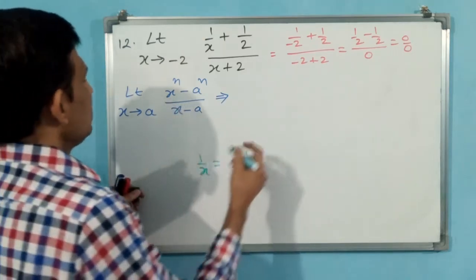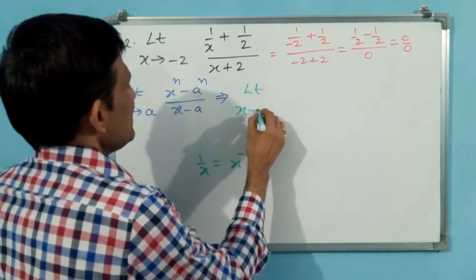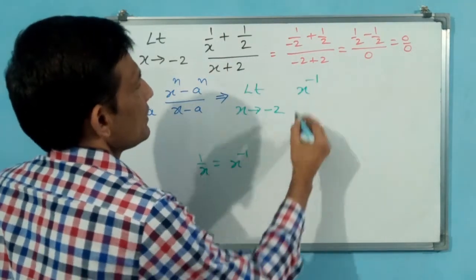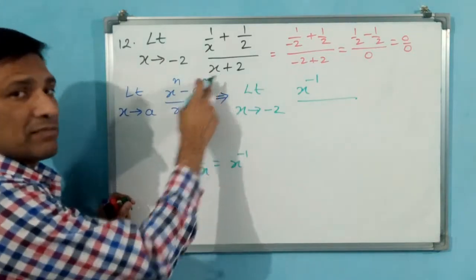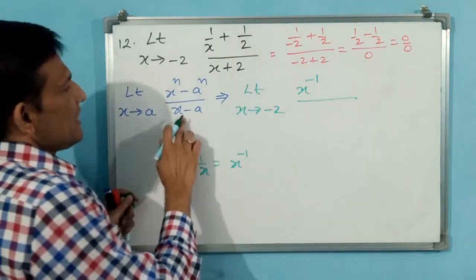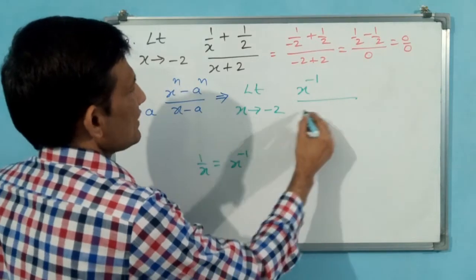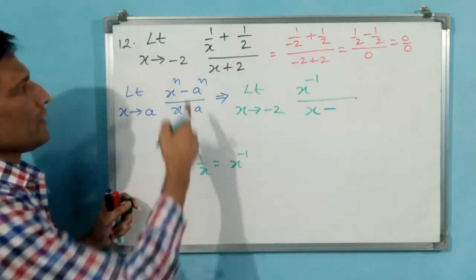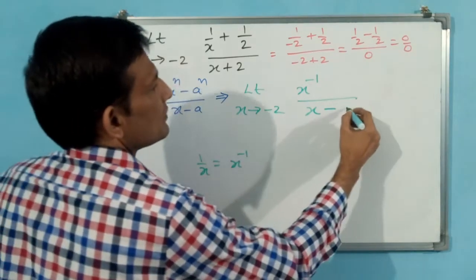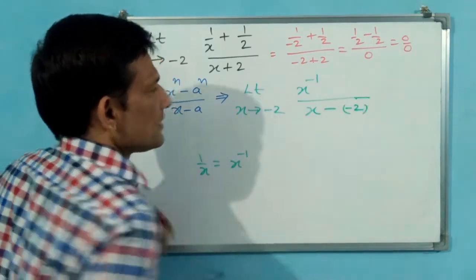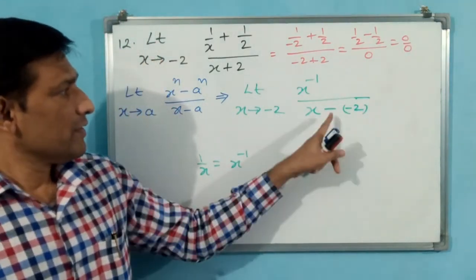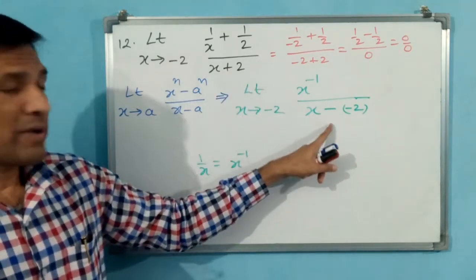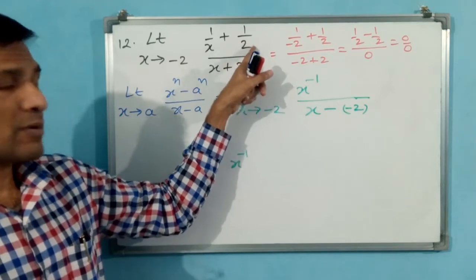Okay, let us do limit x tends to minus 2. 1 by x I am writing as x to the power of minus 1 divided by x minus a. X is x only, minus a, and a is minus 2. Now if you write this, x minus of minus 2 is x plus 2. Okay, denominator matched, numerator also 50% matched. What about this?